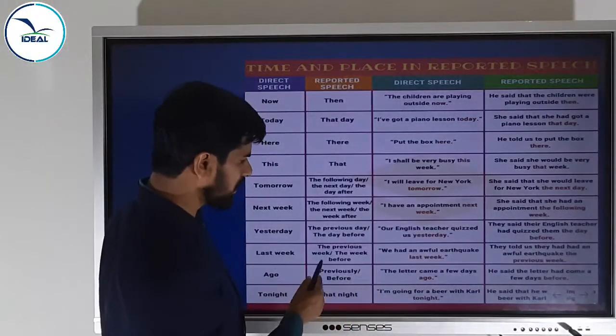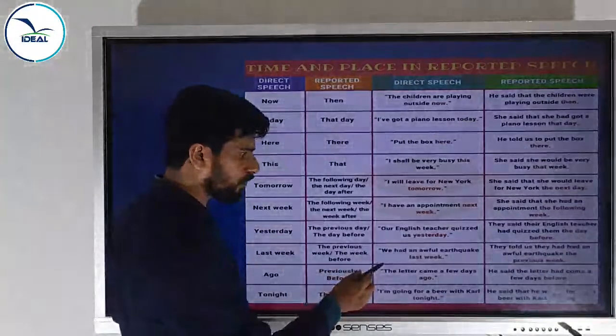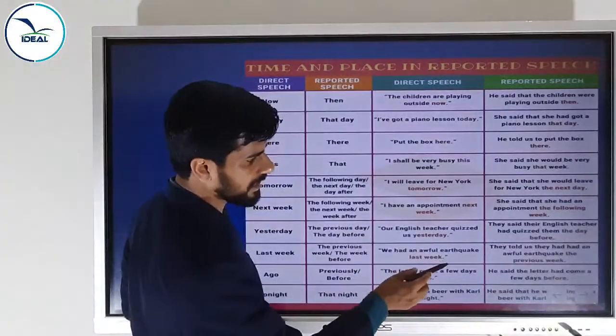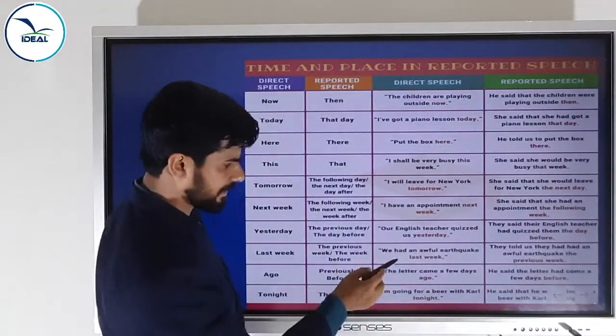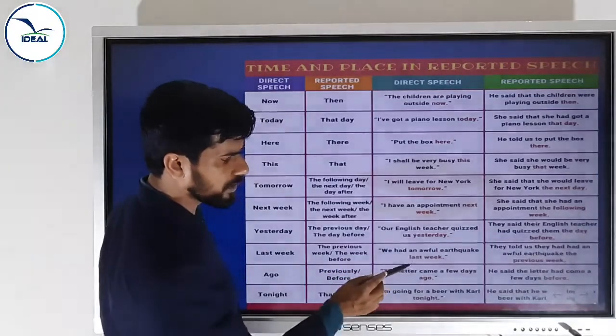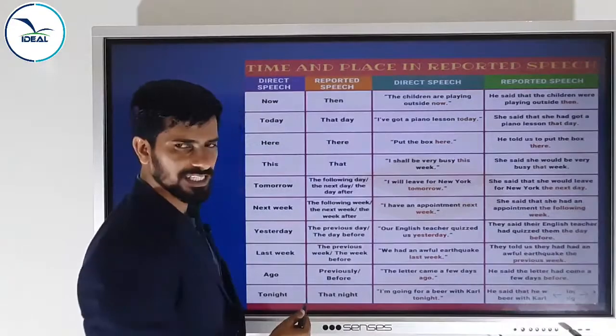Okay, "last week" becomes "the previous week" or "the week before". "We had an awful earthquake last week." They told us that they had an awful earthquake the previous week. And "ago" becomes "previously" or "before".